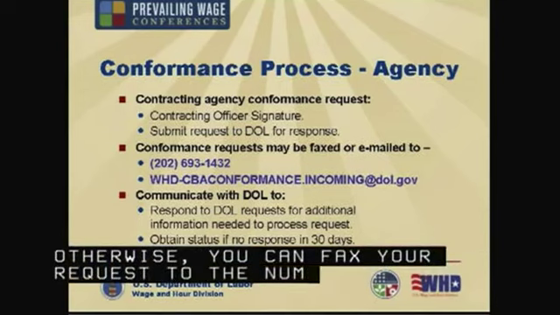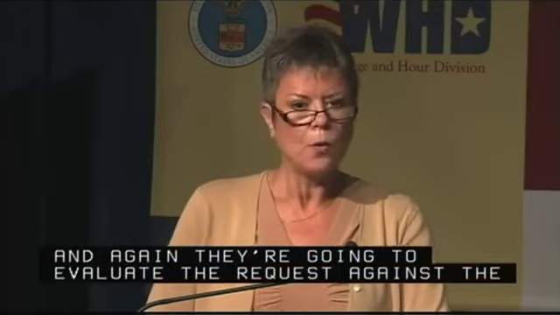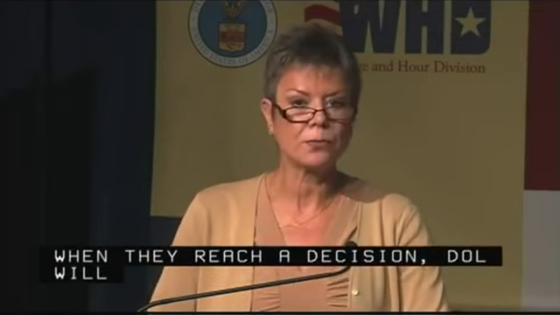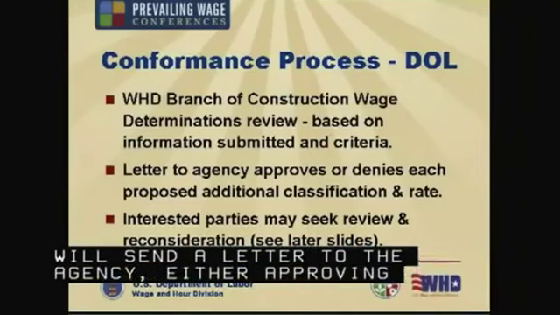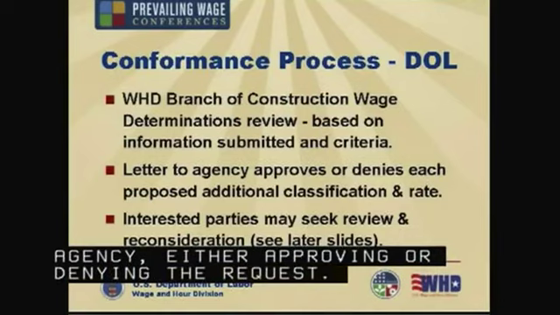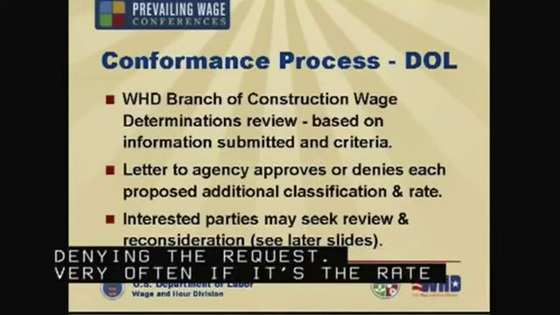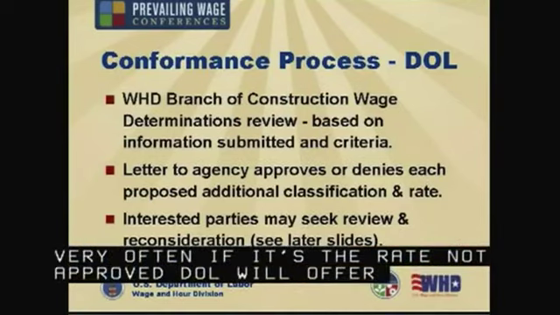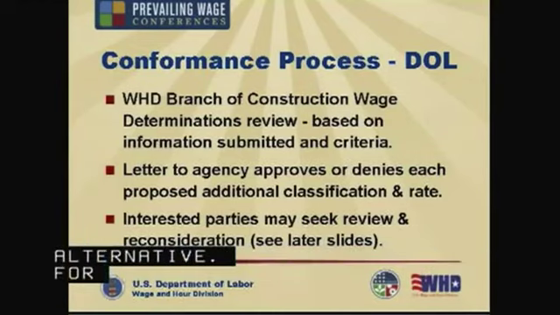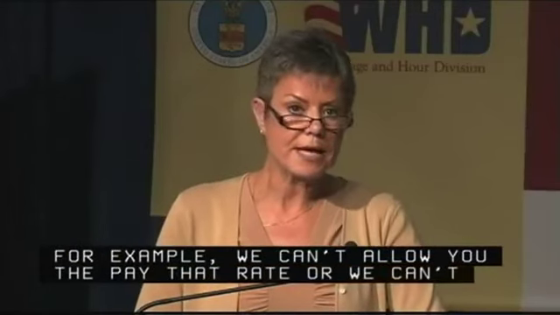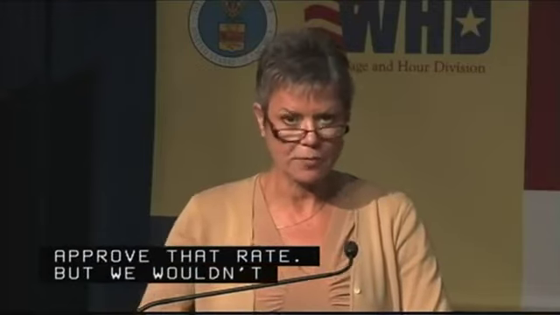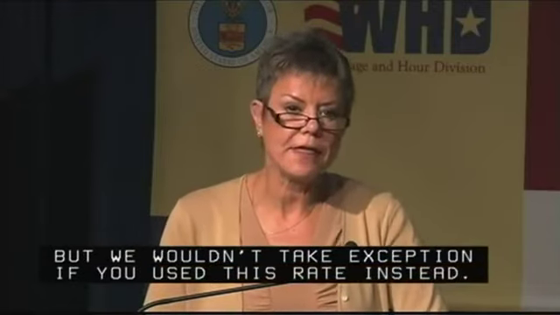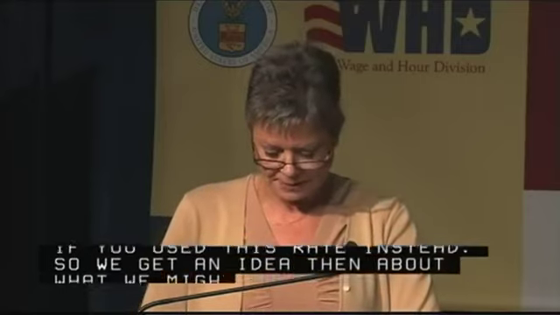When DOL gets your request, they'll begin their review. And again, they're going to evaluate the request against the required criteria. When they reach a decision, DOL will send a letter to the agency, either approving or denying the request. Very often, if it's the rate that cannot be approved, DOL will offer an alternative. For example, we can't allow you to pay that rate, or we can't approve that rate, but we wouldn't take exception if you used this rate instead. So we get an idea then about what we might be able to do to correct that.